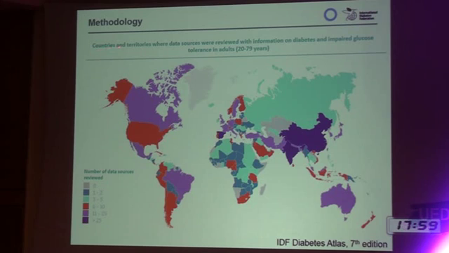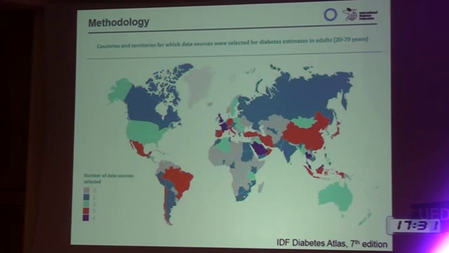So here are the countries and territories where data sources were reviewed with information on diabetes and impaired glucose tolerance in this age group. The number of data sources used in your region, especially, it's very difficult to see from this end, and your country is somewhere around the 3 to 5 data sources we collected, and we use that information to estimate the number of diabetes cases in Egypt.